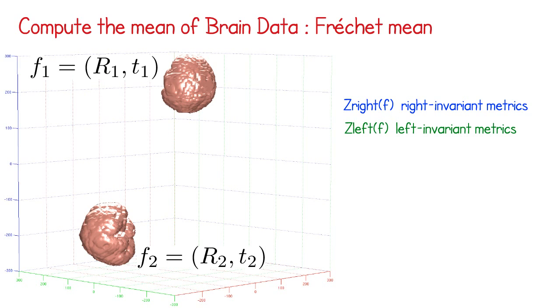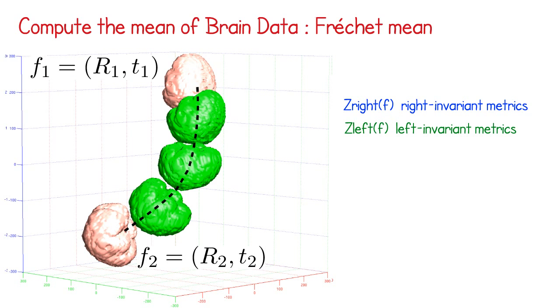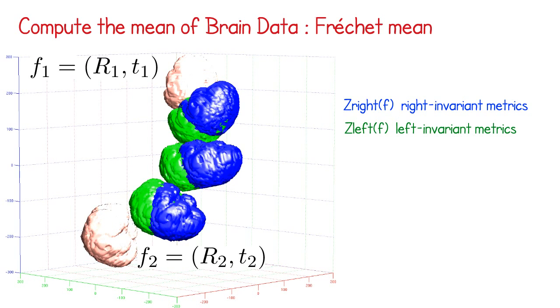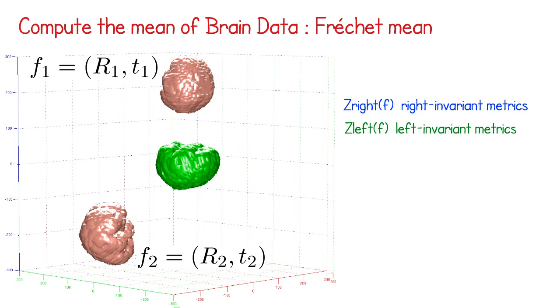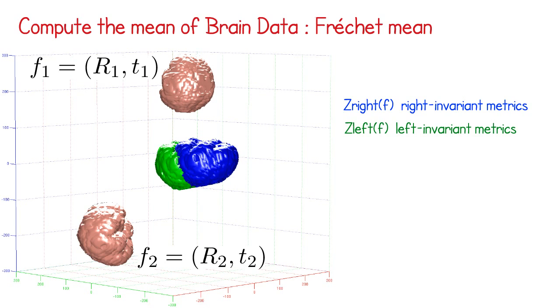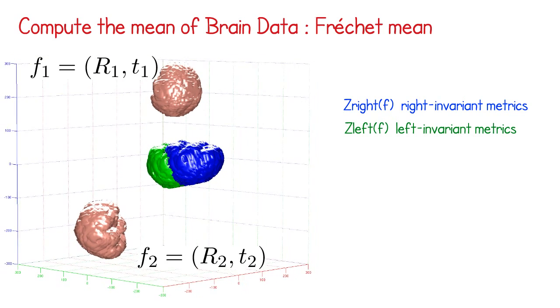Look how different the metrics are. They provide two different geodesics between f1 and f2. So, they provide two different notions of geodesic distances. And if you compute the corresponding Fréchet means, you get two different results. But now, they look like brains. So, given only one metric, the Fréchet mean seems like a reasonable option to compute a mean, don't you think?